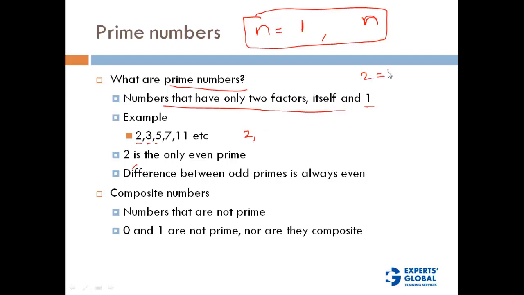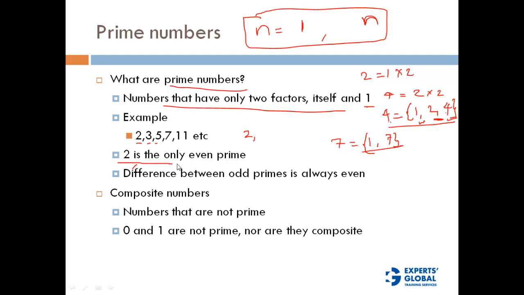How can we write 2? 2 is always going to be written as 2 into 1, whereas 4 can be written as 2 into 2. So that means that if you look at all the factors of 4, the set is going to be 1, 2 and 4. Correct? So it has 1 as a factor, which any number will have, and the number itself as a factor, which any number will have. But there is another number which is also a factor of 4. So 4 is not a prime number. Whereas if you look at, let's say, 7, it has only two factors, 1 and 7. So 7 is a prime number.